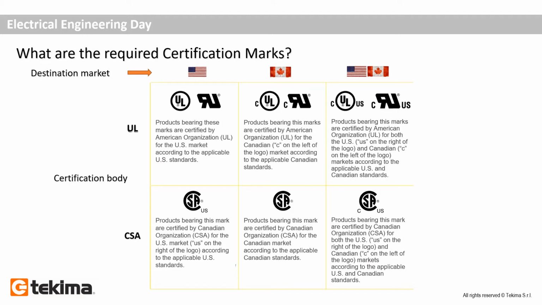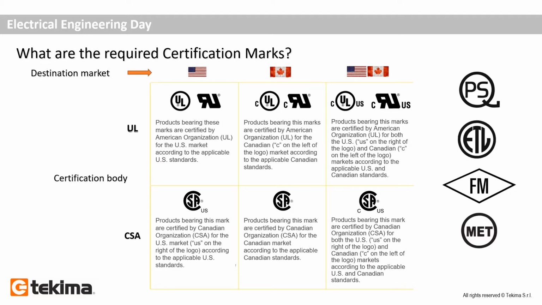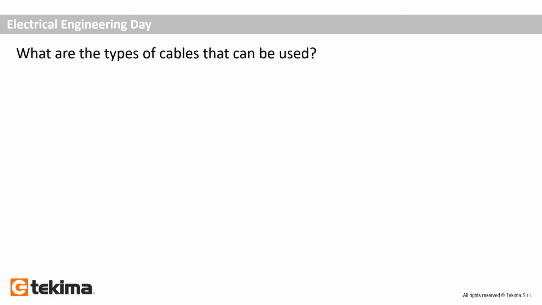These are the main markings recognized in North America, but there are many other markings that meet the requirement, like QPS, ETL, FM approval, and MET. What we have seen up to now is the main documents, the certification, and marks. Now, the objective is to see which is the product and their own certification in the different levels and in the different markets.